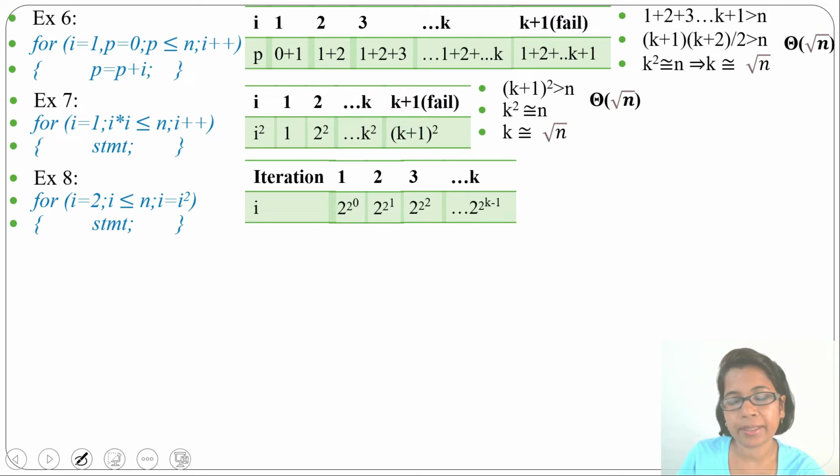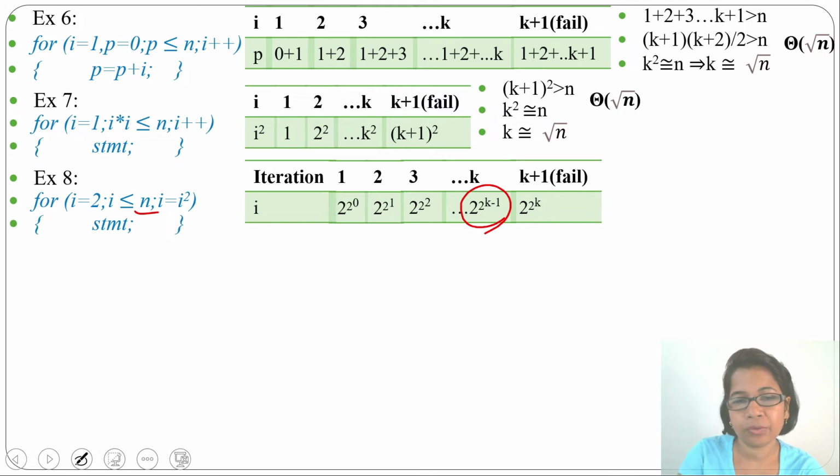For k iteration, the i value will be 2 power 2 power k minus 1, and this value is less than or equal to n, so it will work. Next, for k plus 1 it will fail when the i value is greater than n. For i value 2 power 2 power k, it will fail. Assume that this value is greater than n.